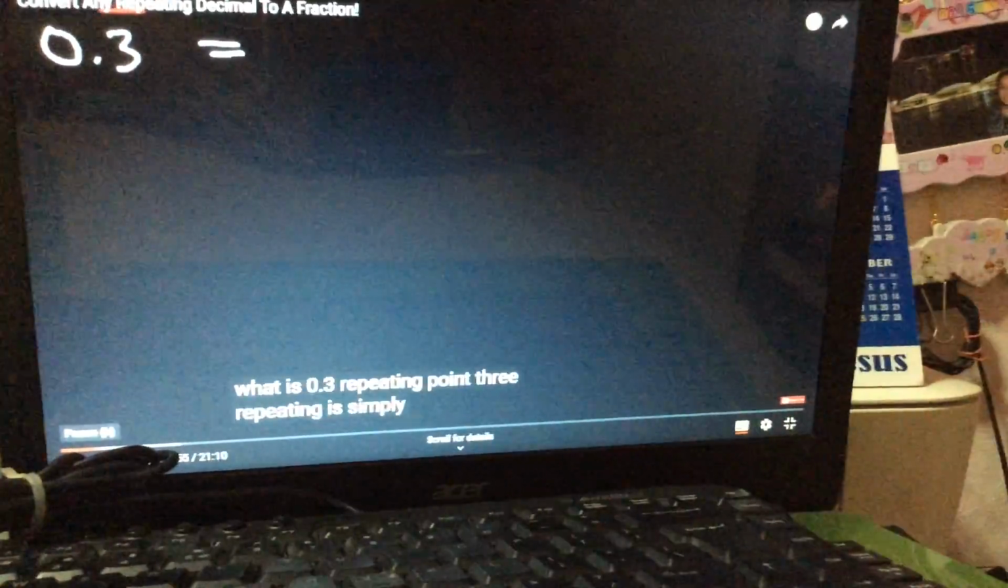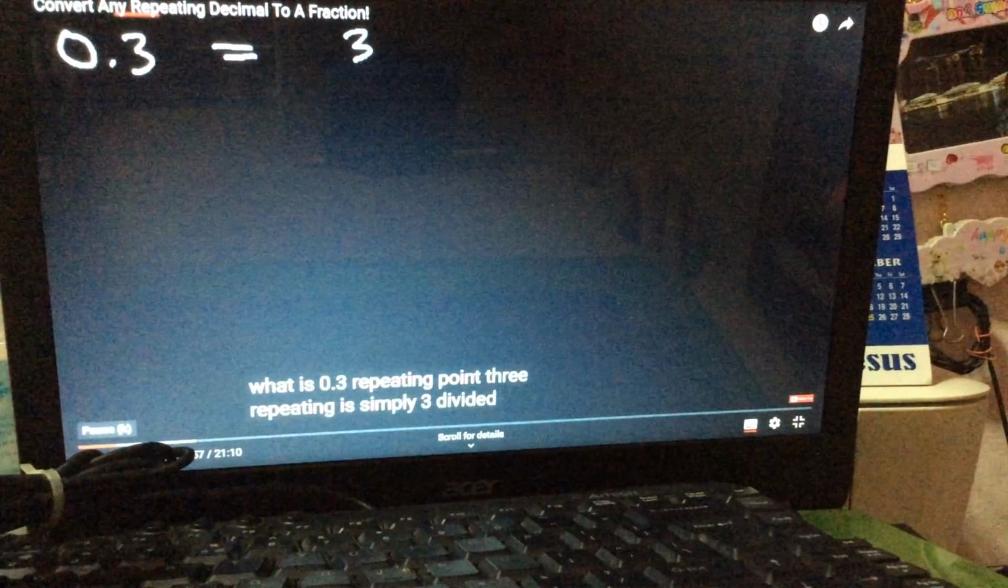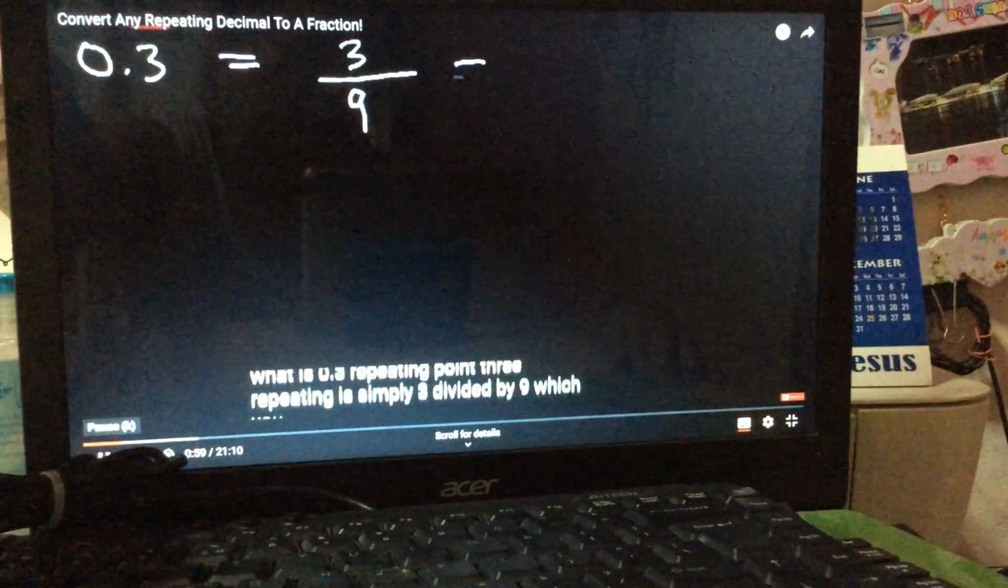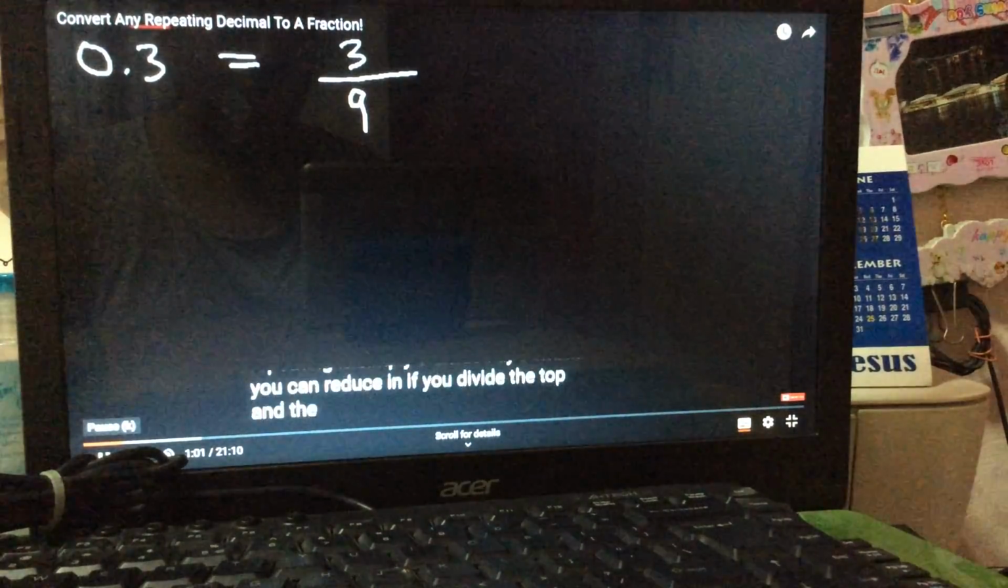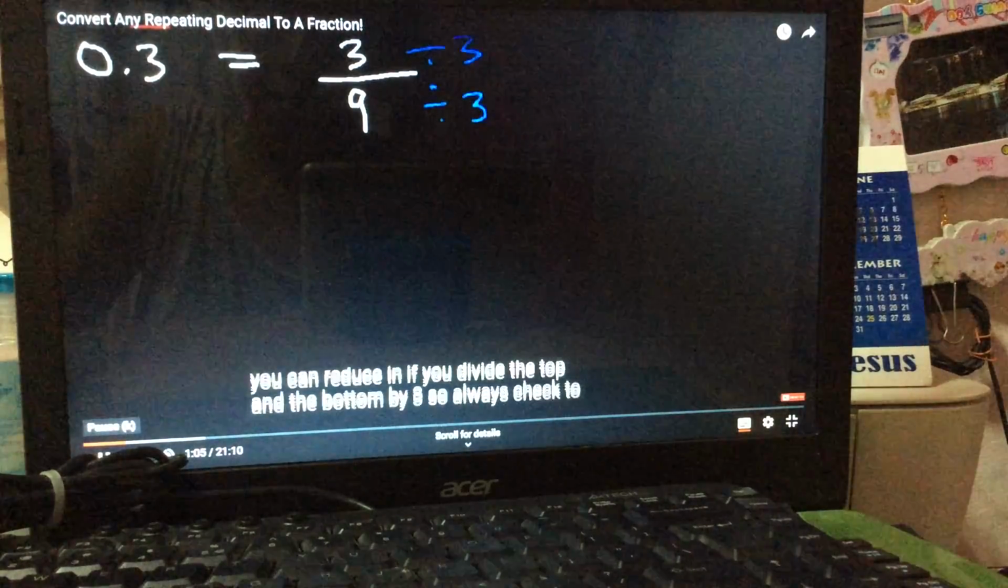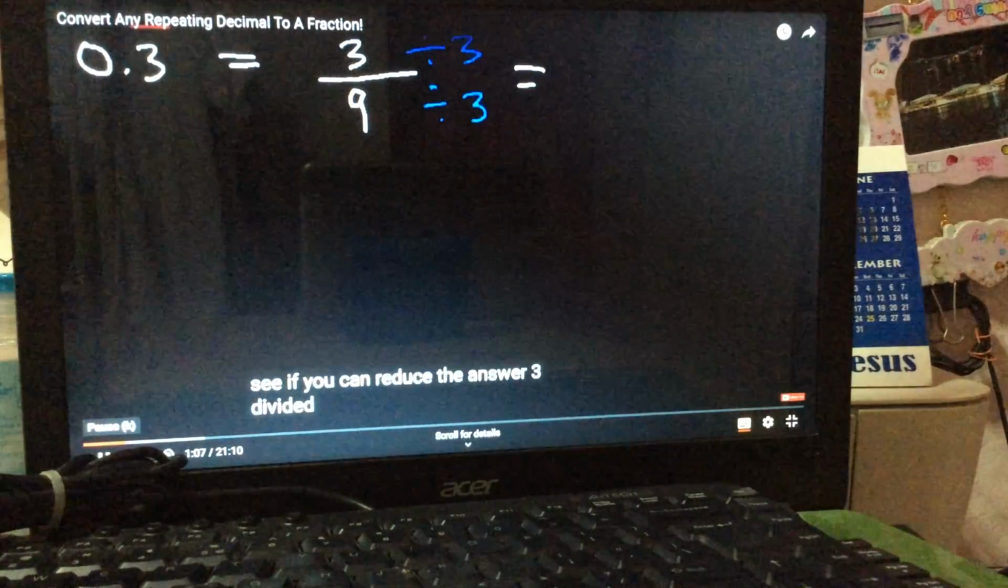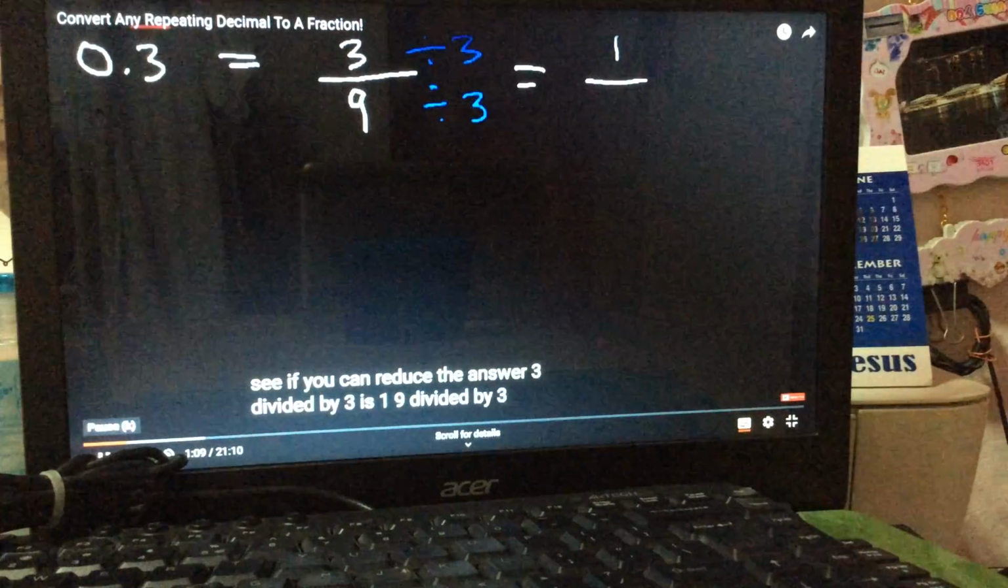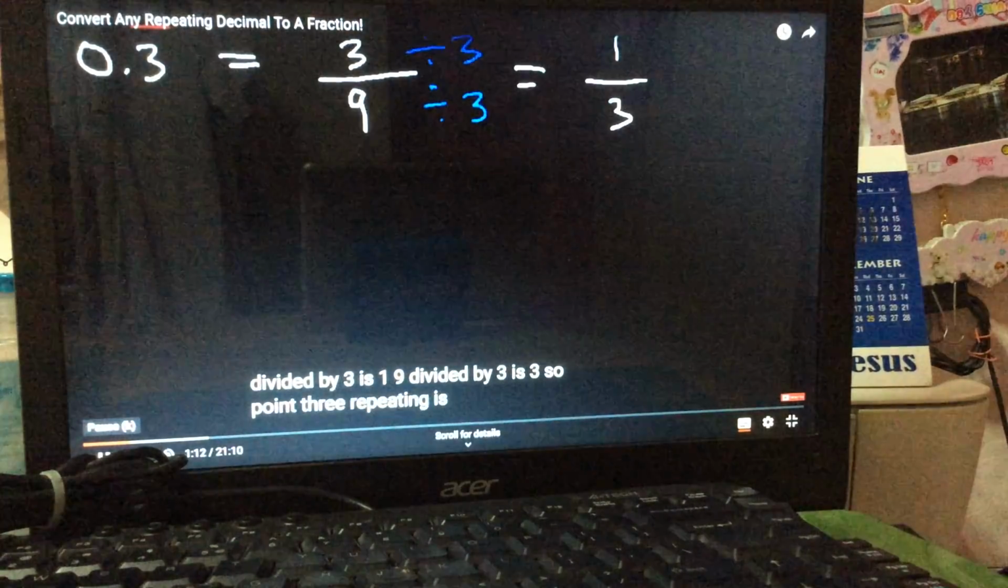0.3 repeating is simply 3 divided by 9, which you can reduce if you divide the top and the bottom by 3. So always check to see if you can reduce your answer. 3 divided by 3 is 1, 9 divided by 3 is 3. So 0.3 repeating is 1/3.